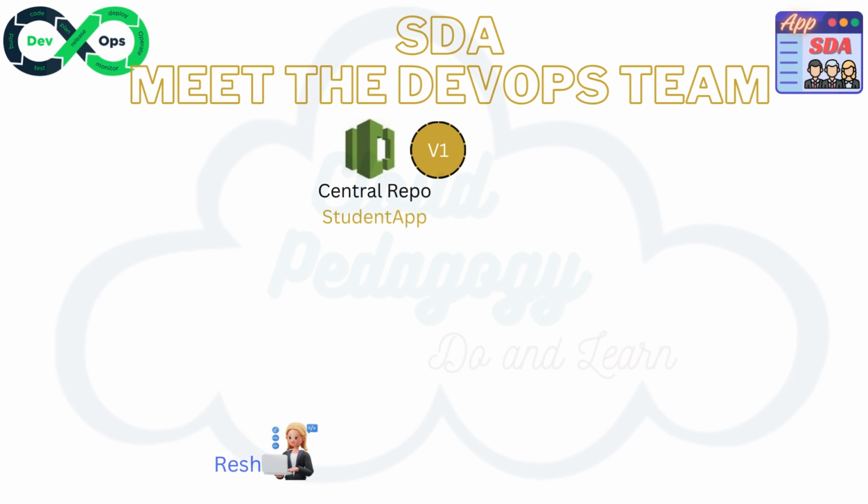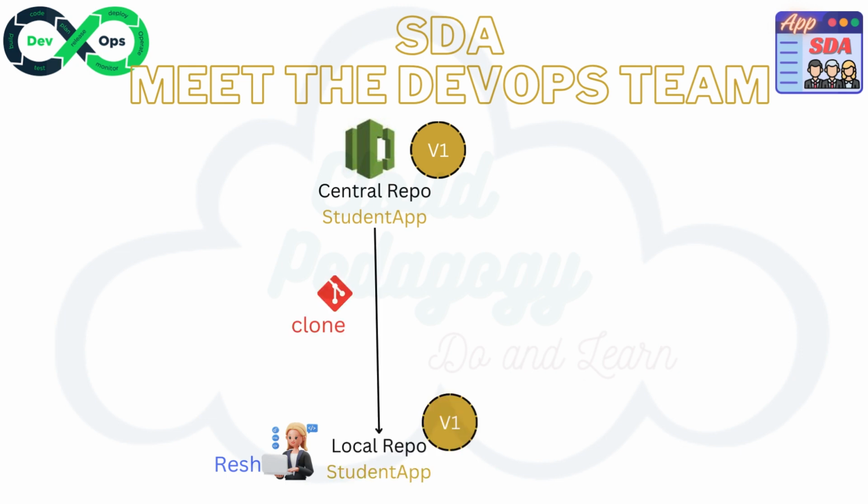Let's say Resh has newly joined the team and comes into work on Monday morning and wants to begin working. She has tasks and assignments and she wants to begin working with the student app repository. So what Resh will do is a process called cloning. Clone is primarily used to point to an existing repo and make a clone or a copy of that repo at a new directory, maybe at another location. So Resh can clone that repository and create her own local repository, and this is going to allow her to work on this repository independently without affecting our central repository.